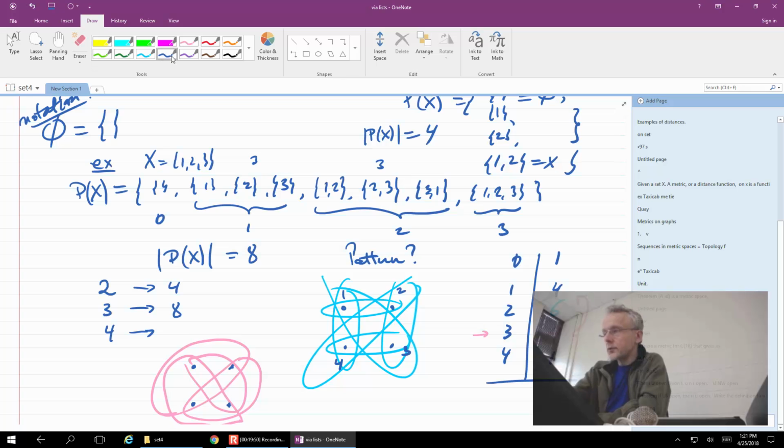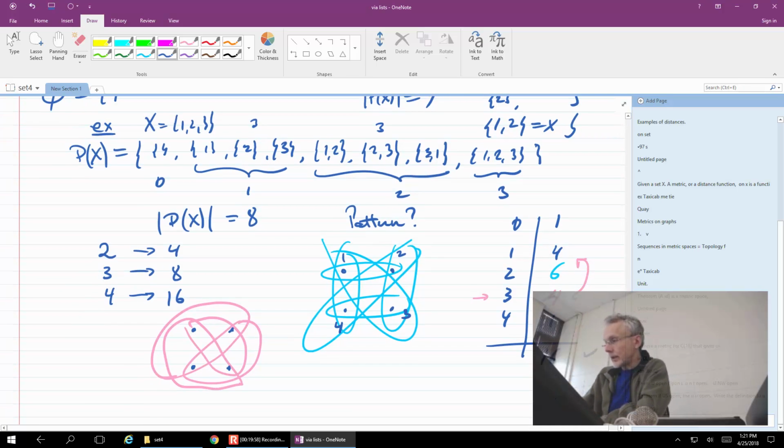Who said 16? It is correct, 16. So we can guess that if I have n, it's 2 to the n. 2 to the n power.